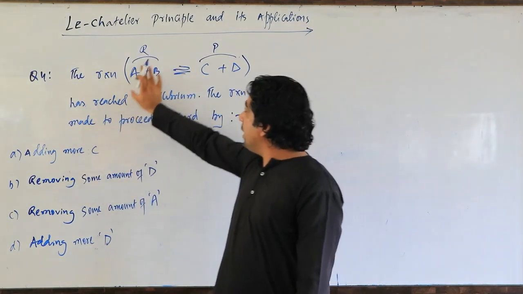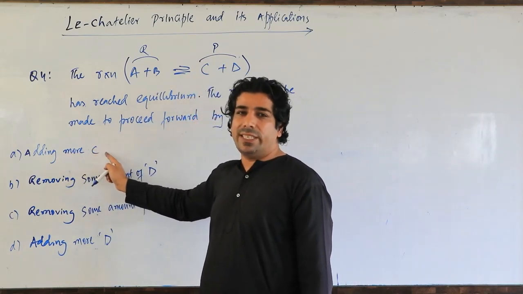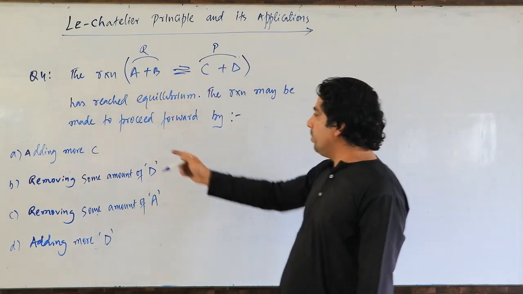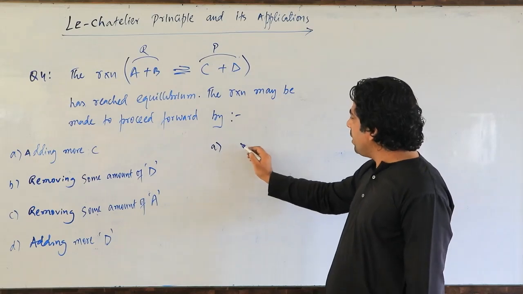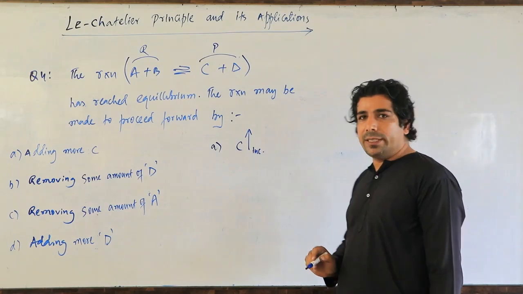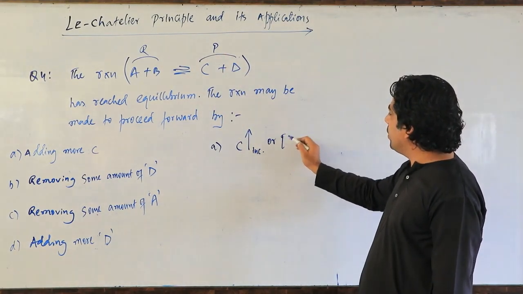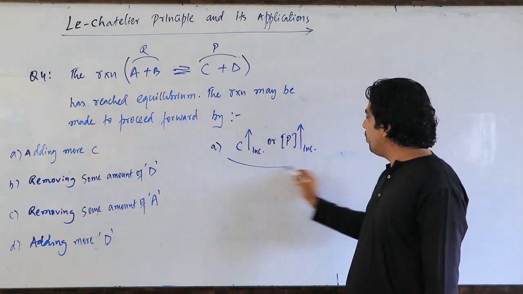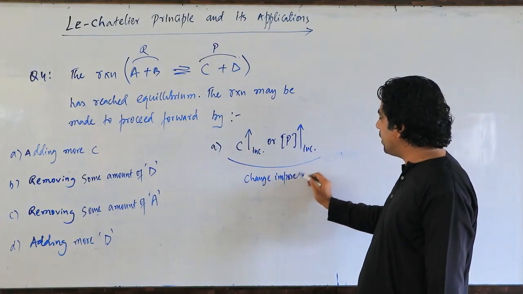So this reaction is at chemical equilibrium and I am adding more amount of C. That means I am increasing the molar concentration of product. Okay. So remember, I am adding more C, option A. So when I add more C, that means I am increasing the concentration of C. And this C is nothing but your product. That means you are increasing the molar concentration of the product. So this is the change imposed over the system which is at equilibrium.